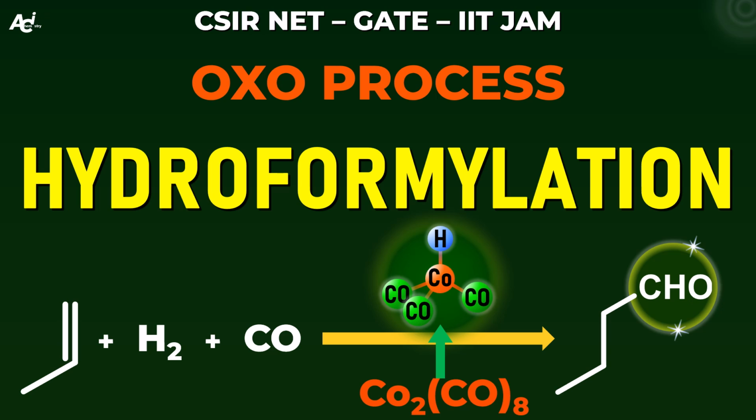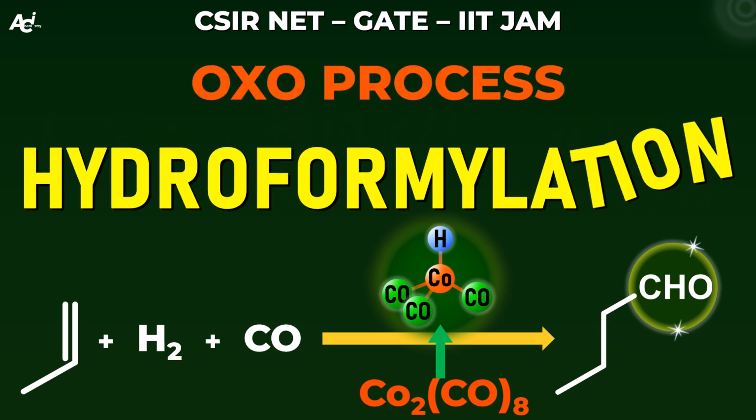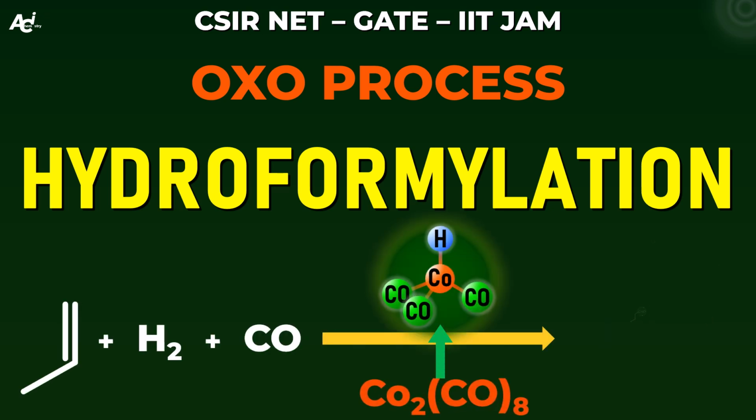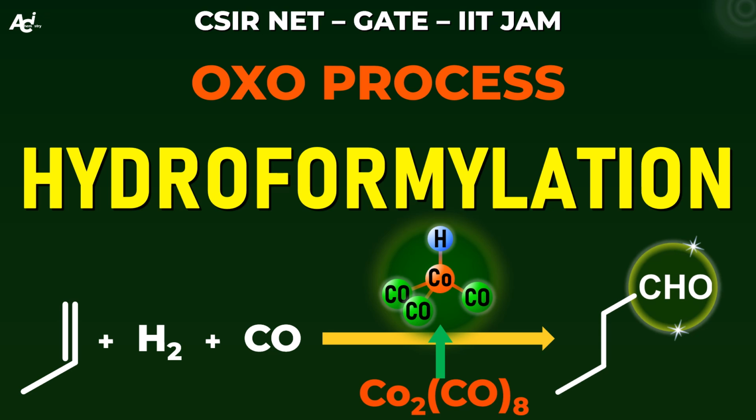Today we will explore hydroformylation, also known as the Oxo process. It is one of the most important industrial reactions used to convert millions of tons of alkenes into aldehydes every year. In this session, we will learn how this reaction takes place in the presence of organometallic catalysts and understand the basic steps involved in its mechanism. Let us get started.